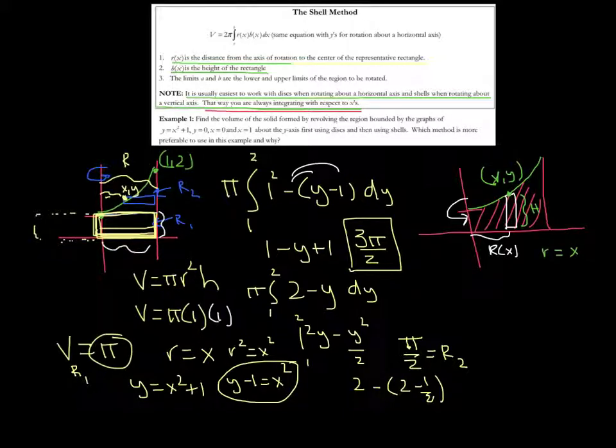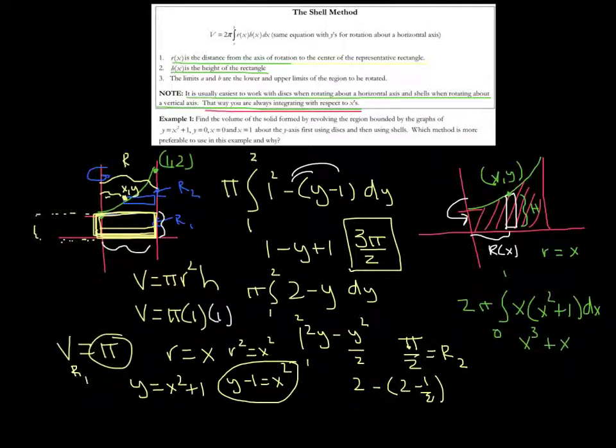And what does the shell method say? It says 2 pi times the integral from, well, what's the region we're rotating for? Well, it's going to be from 0 to 1. And then little r is going to be x. And the height of this is going to be y. But y is defined as x squared plus 1. And the thickness of this rectangle is dx. All right, so what do we have? We have x cubed plus x.